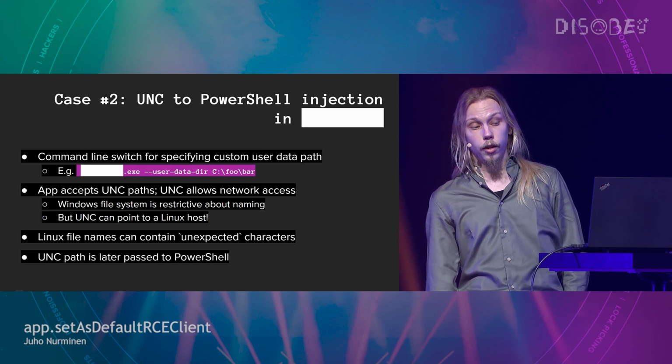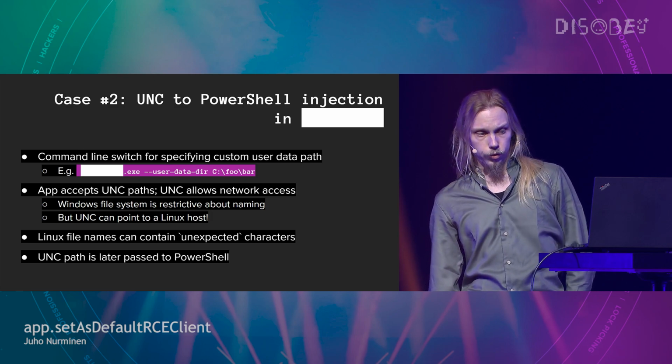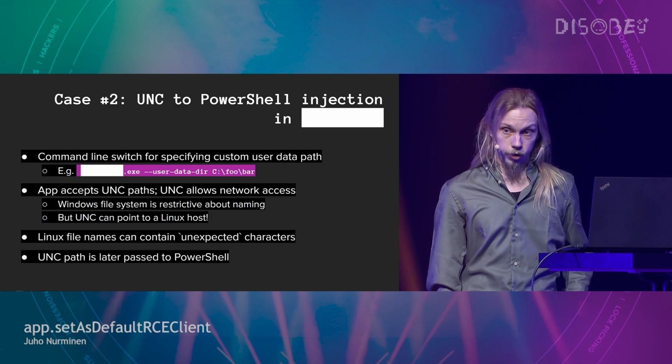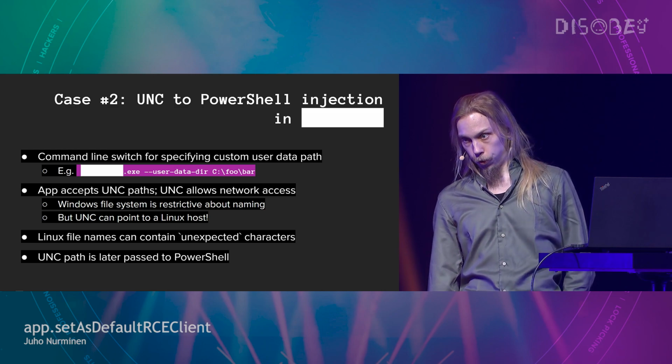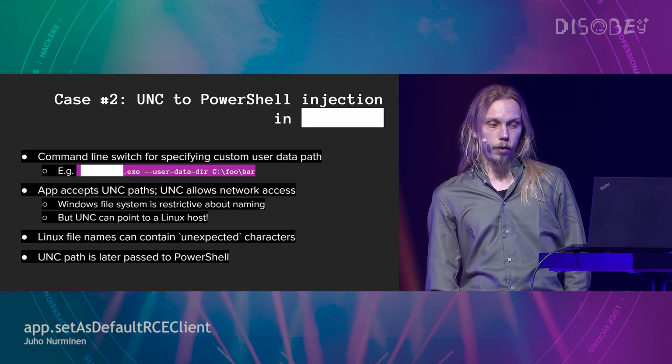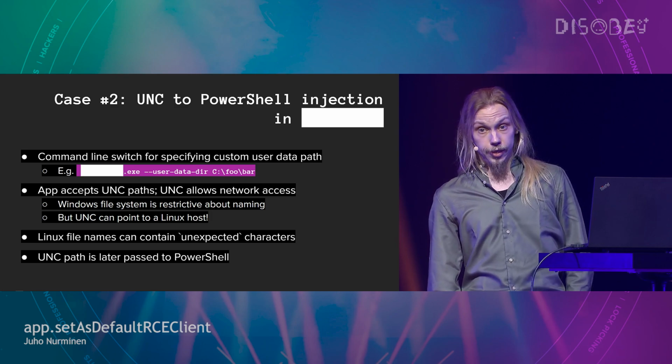Interestingly, the app was using PowerShell to do some cleanup tasks in the user data directory. And that meant passing the path to PowerShell. And that's where UNC turned out really handy.